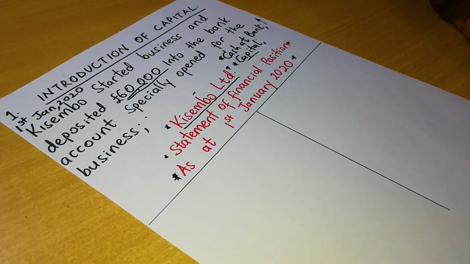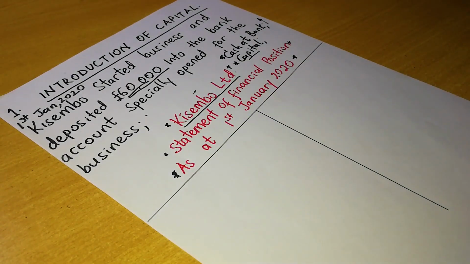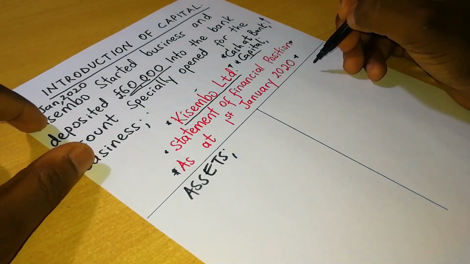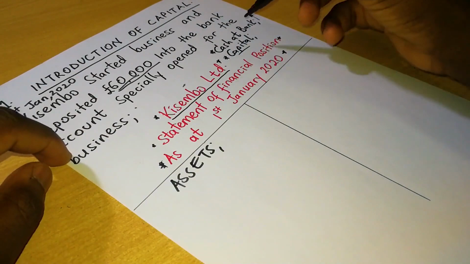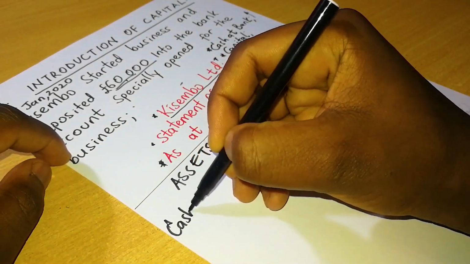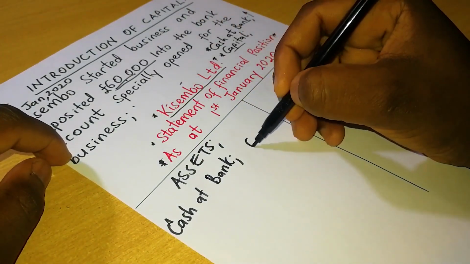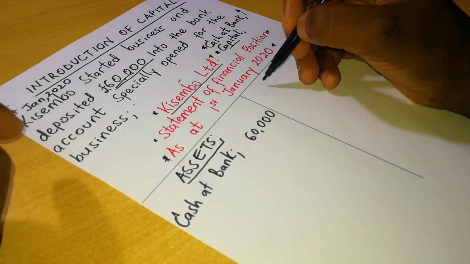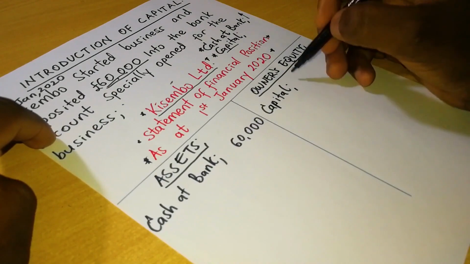A statement of financial position shows us the status of affairs as at a specific date. And of course, we are looking at this as at 1st January. So this will be our side for the assets. This side shall represent liabilities and owner's equity. In this case, under assets, we have cash at bank. The cash at bank increased by 60,000. And then on the side of the liabilities, we have owner's equity, which is capital. In this case, capital also increased by 60,000.